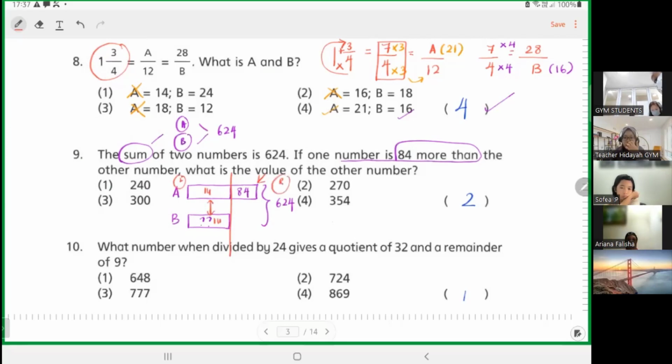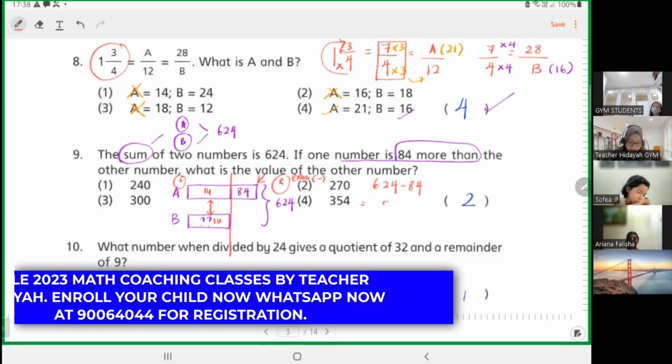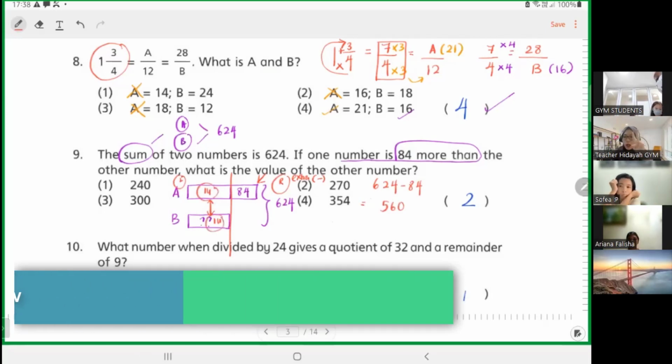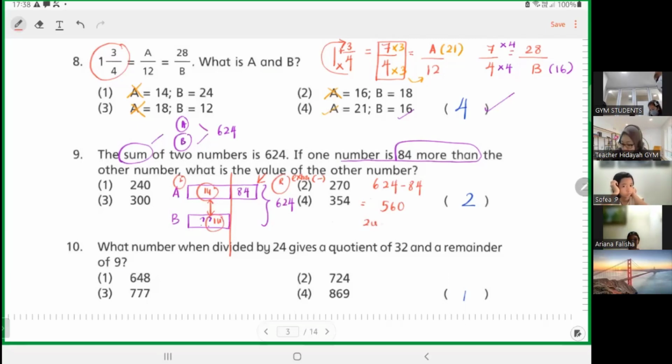What do I do with extras? I will take it away. So 624, take away 84 first. You will get 560. This 560 is 1 unit plus 1 unit. How many units in all? 2 units. So 2 units represent 560. The 1 unit that I want to find out is 560 divided by 2 equals to 270. Answer is number 2. Very good.